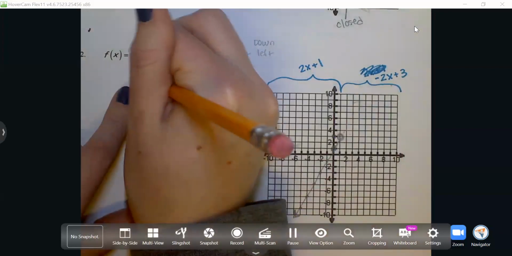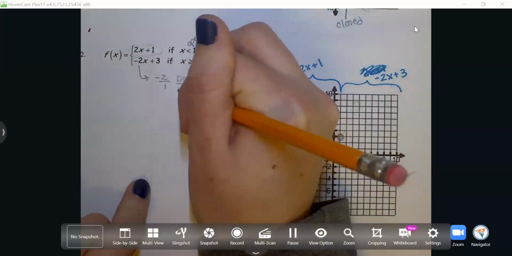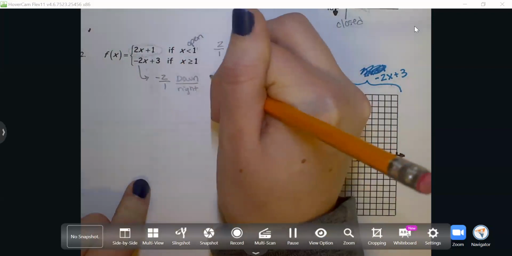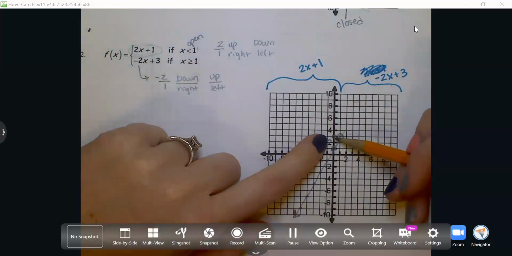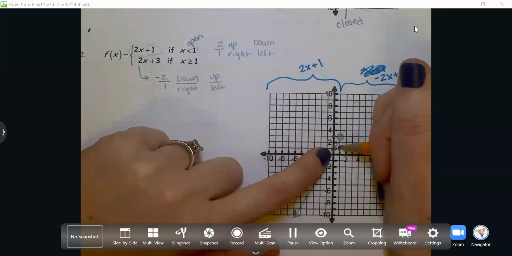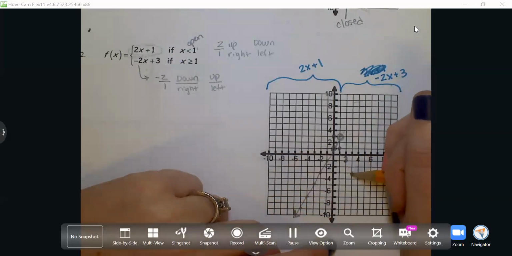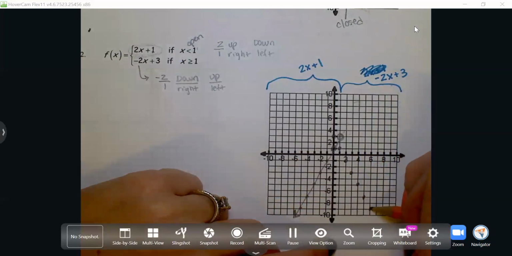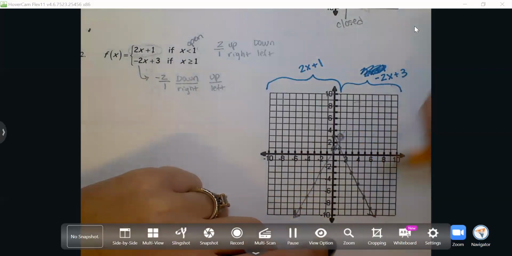And my slope, -2, I'm going down and to the right or up and to the left. Either way I think about it. So down and to the right, down 2 and right 1, down 2 and right 1, down 2 and right 1, and I'll just keep going that way for the rest of my graph paper. And I can draw that line all the way through.